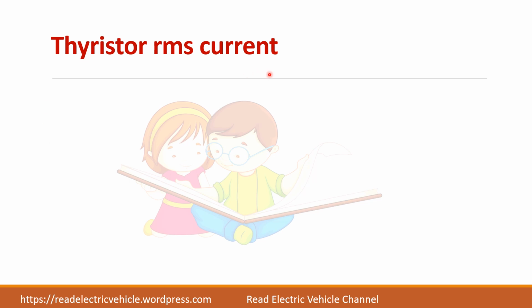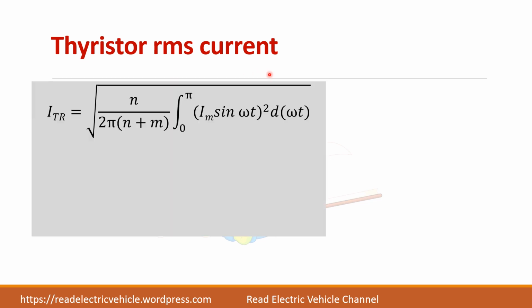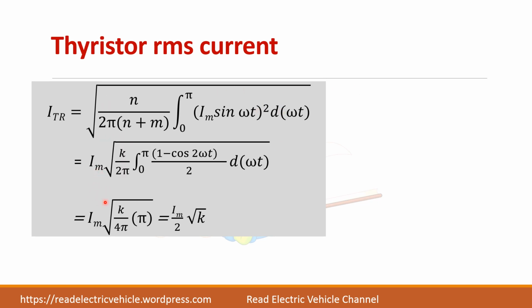Then we will find the thyristor RMS current, that is represented by ITR. Same formula except that this part will be squared and you will take a square root. Simplify this, you will get the RMS current.